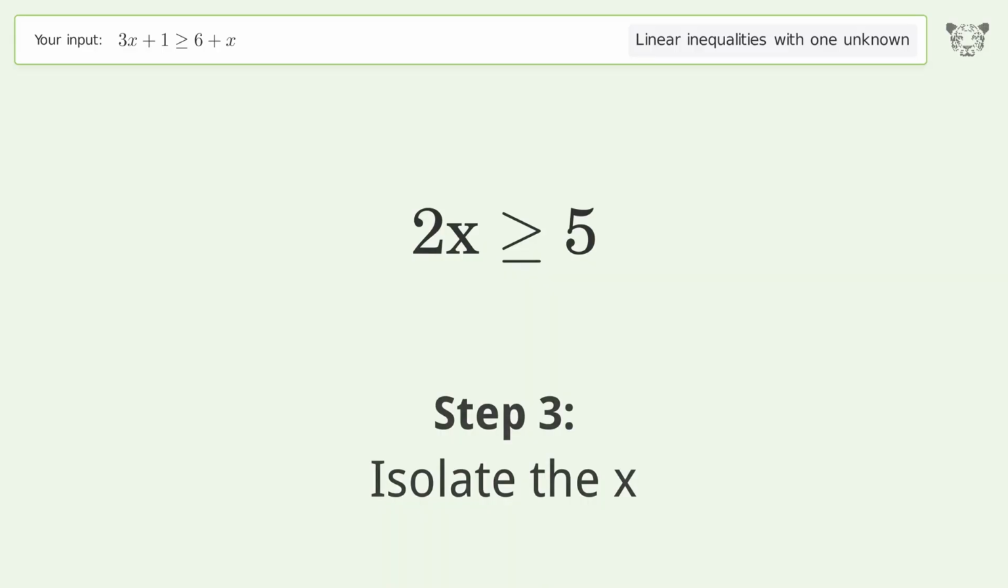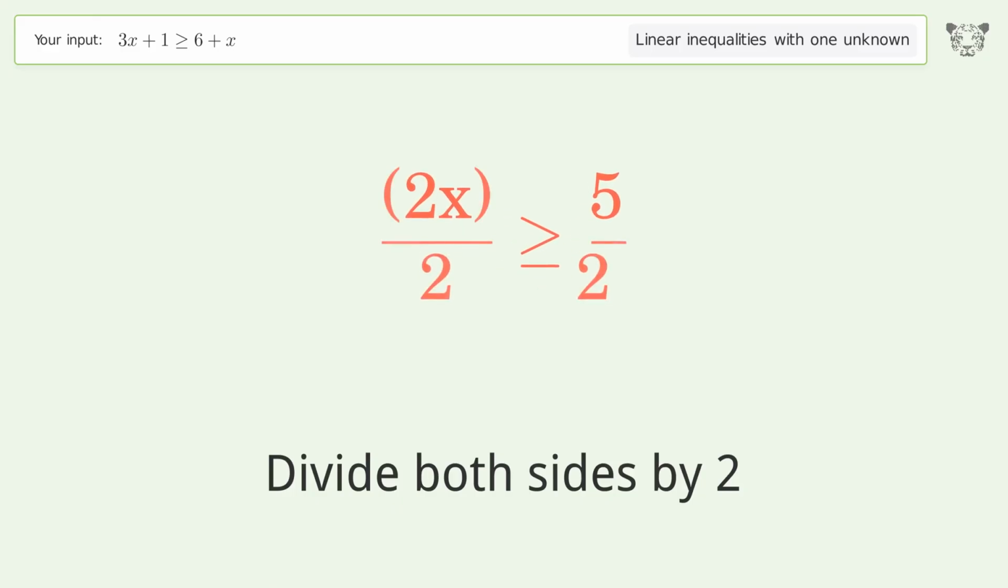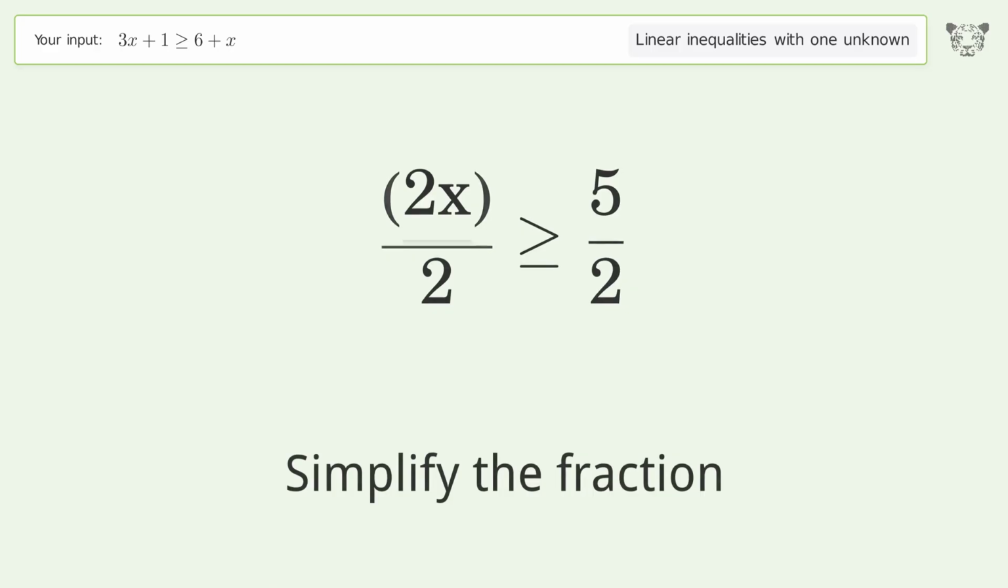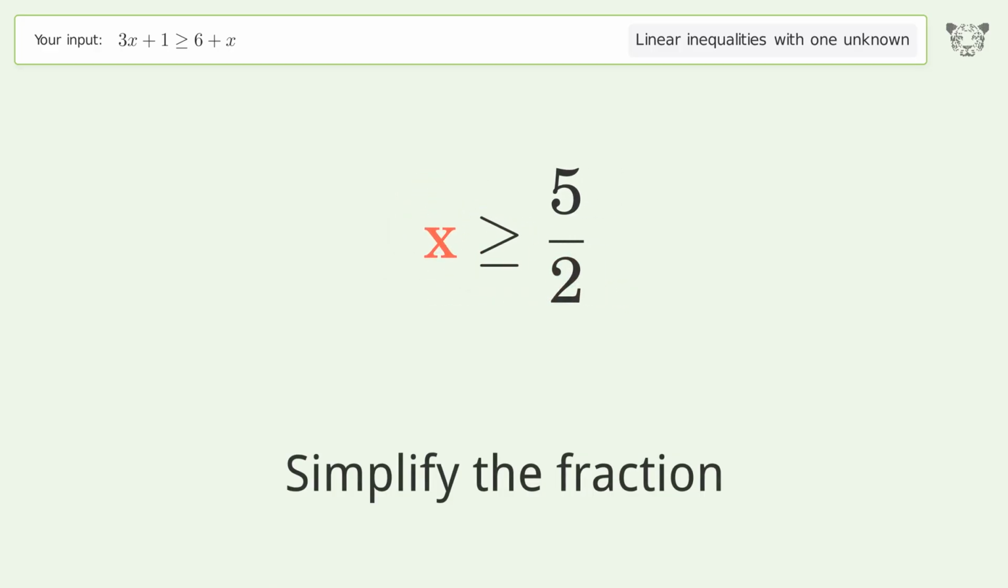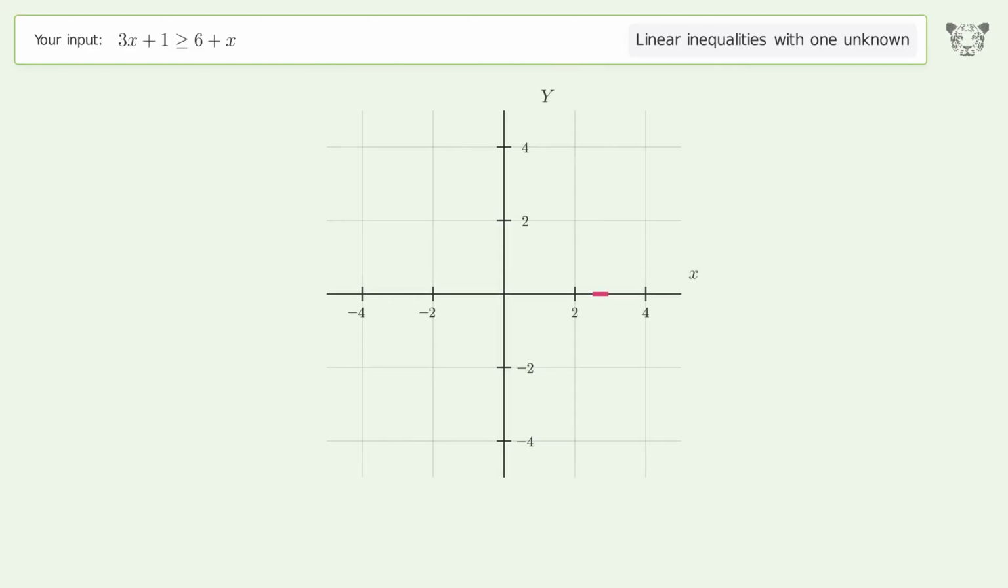Isolate the x. Divide both sides by 2. Simplify the fraction. Plot the solution on a coordinate grid. And so the final result is x equal or greater than 5/2 equal or greater than 21/2.